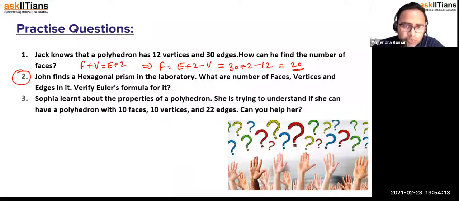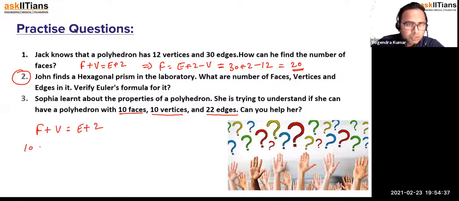Okay, now next question, guys. Sophia learned about the properties of a polyhedron. She is trying to understand if she can have a polyhedron with 10 faces, 10 vertices, and 22 edges. Okay, let's see here. Don't get confused. Let's put it in the formula. F plus V should be equal to E plus 2.